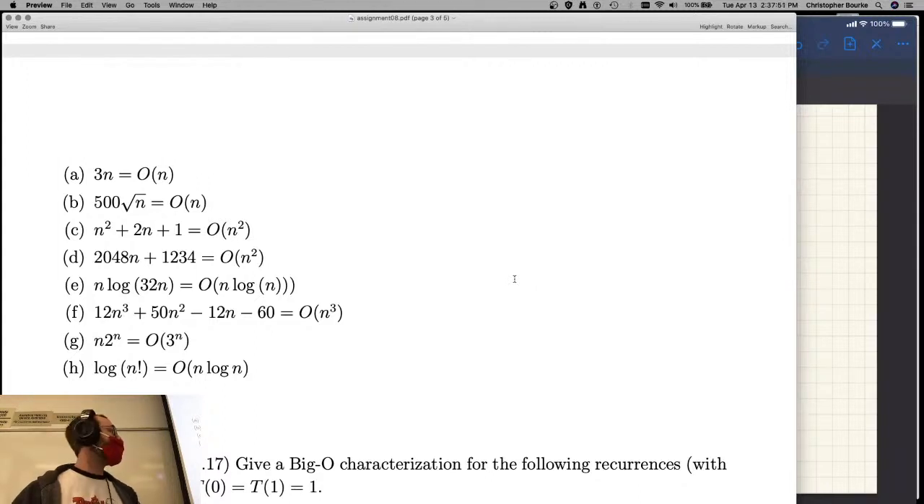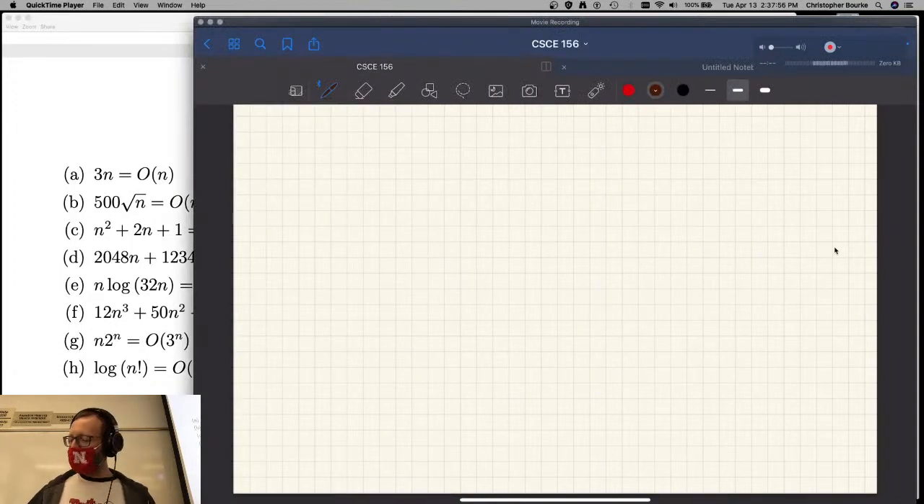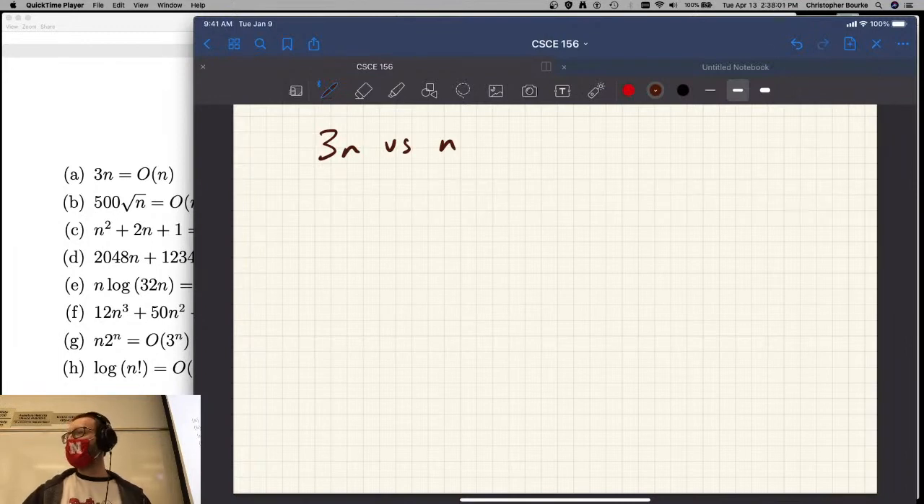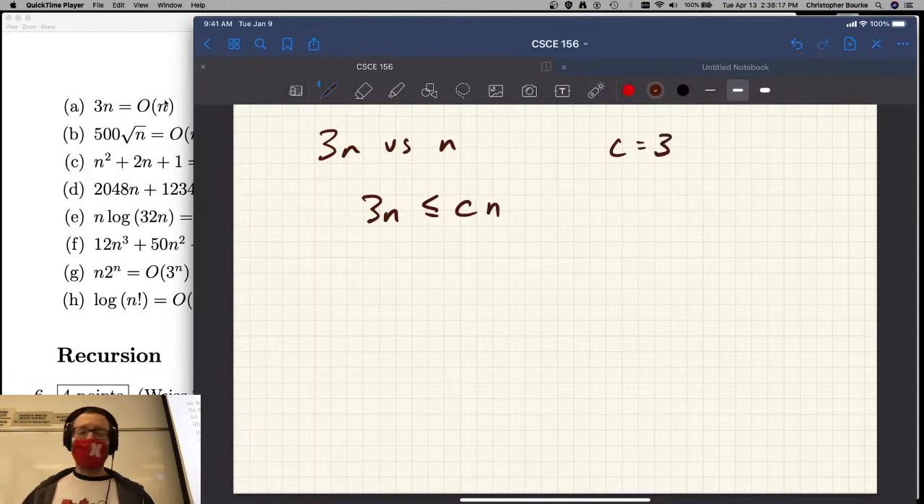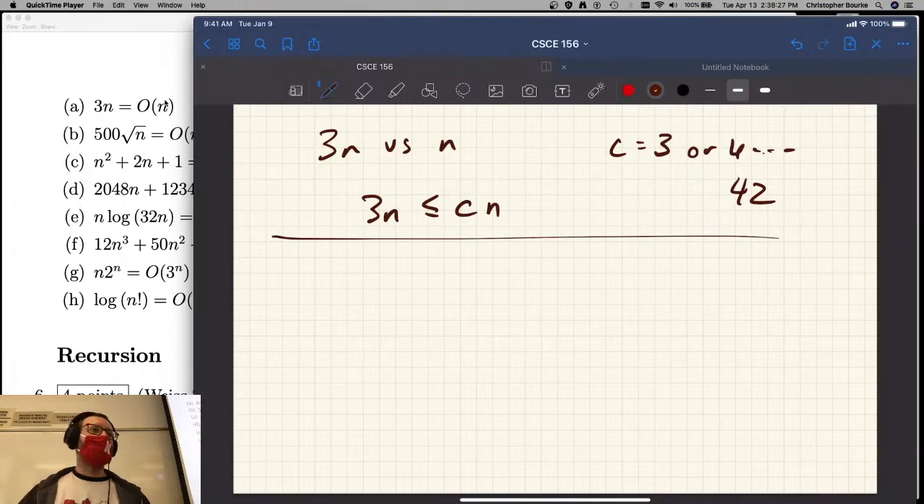Let's get some practice. Let's do the homework together here. What about that first one? 3n versus n. All right, well, this A. I want to show that 3n is big O of n. I need to show that. What C? Yeah, or 4. Or anything greater than 3. Choose your favorite number, 42, and that'll work. That's not that big of a deal.